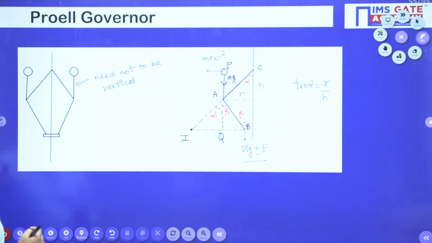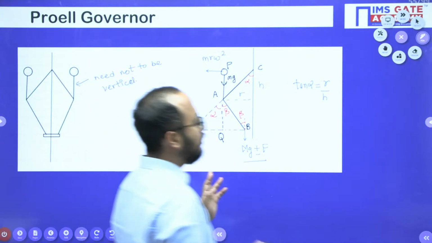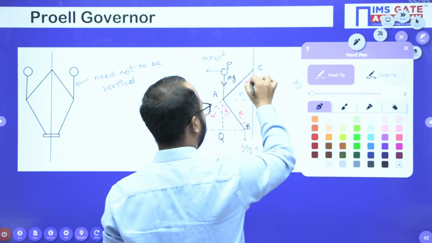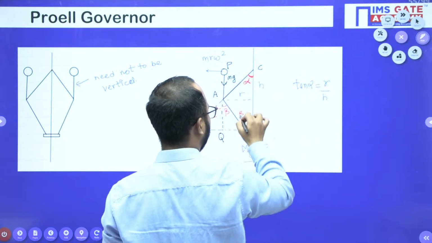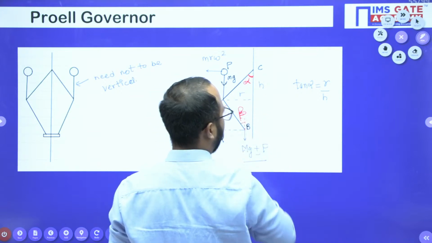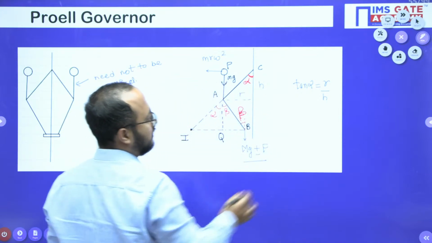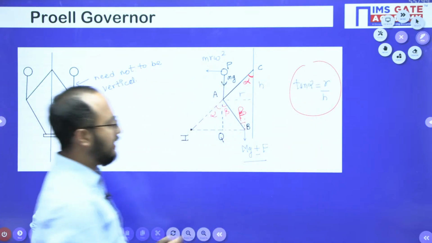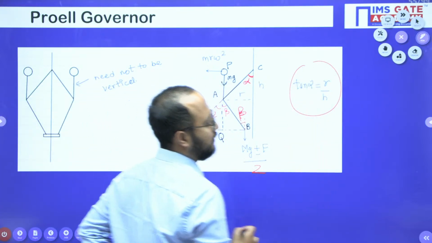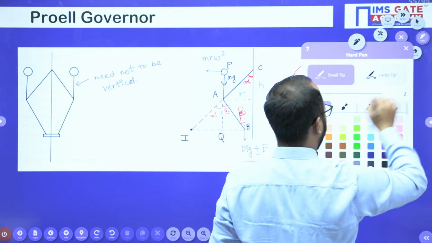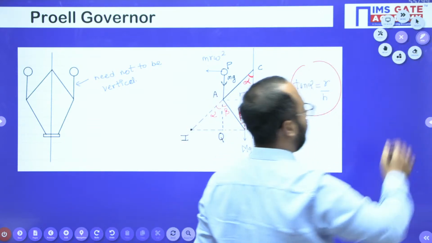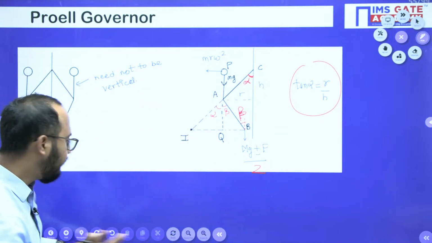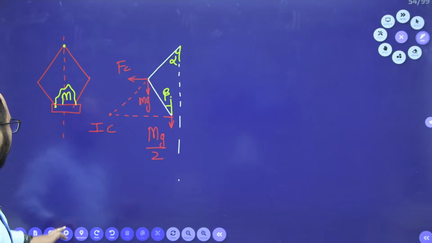Now the Proell governor, everyone please see. Proell governor, again this angle is alpha, this angle is beta, right? This tan alpha will equal R by H, right? Like this. Mg plus minus F divided by 2, it will be there. Now we will write the formula for the Proell governor. See, earlier we have already written the formula for the Proell governor.